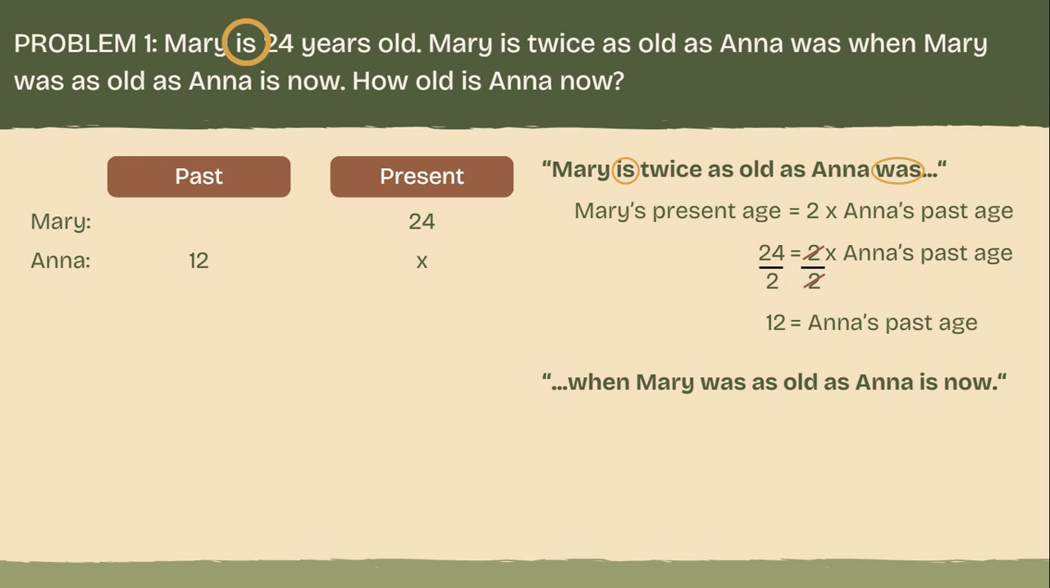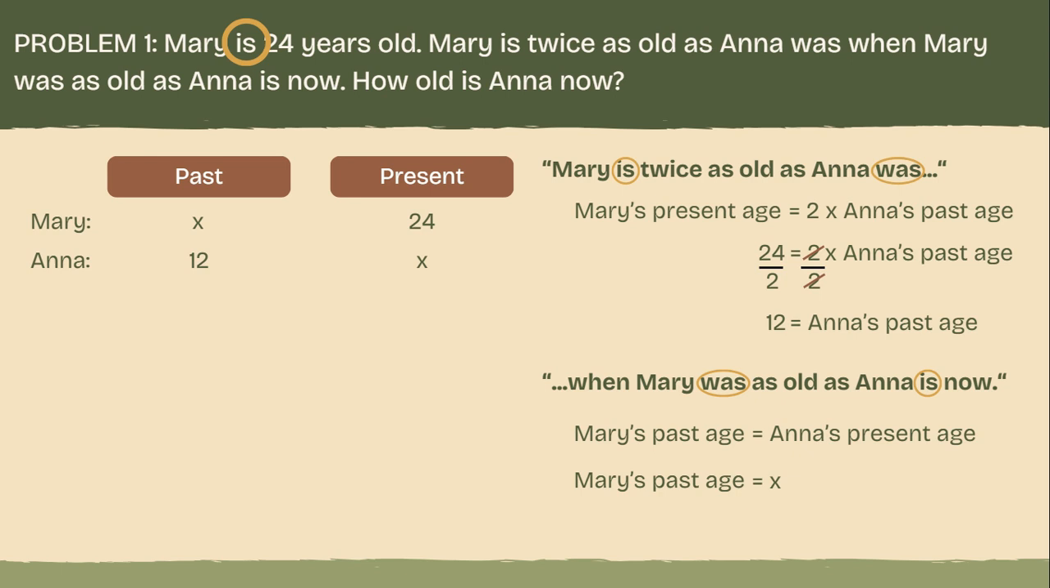The condition we just described, where Mary is twice as old as Anna was, happened when Mary was as old as Anna is now. Therefore, Mary's past age is equal to Anna's present age. Since Anna's present age is X, that means Mary was also X years old at that same time in the past. We can now fill in Mary's past age as X. At this point, our table is complete, which is a crucial step in solving age problems.